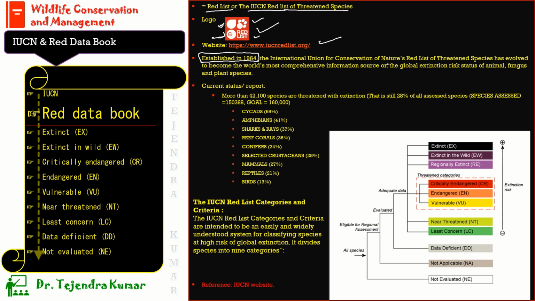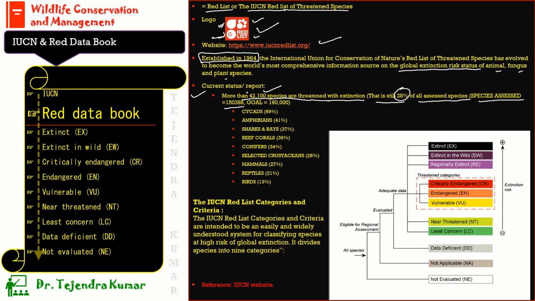The International Union for Conservation of Nature Red List of Threatened Species has evolved to become the world's most comprehensive information source on the global extinction risk status of animals, plants, fungi, and so on. If you see the current status or report, you will find that lots of species are categorized into different categories, which we will talk about later on. More than 42,100 species are threatened with extinction. If you see all the extinct and threatened species, you will find that 14,100 species are there. That is still 28% of all assessed species. How many species have been assessed till now?